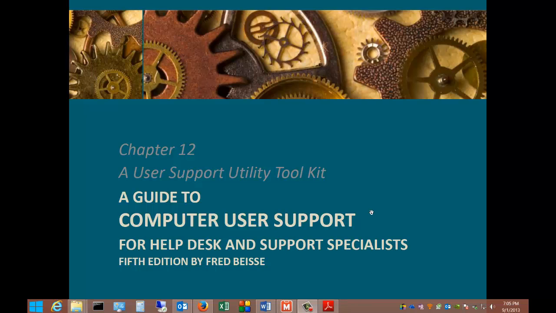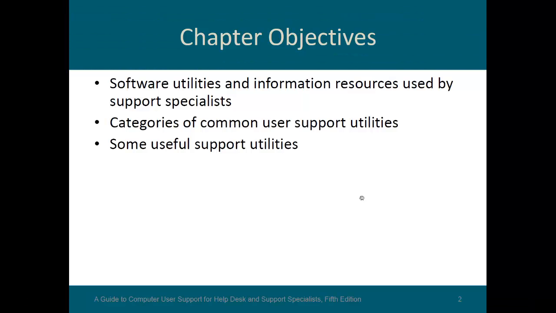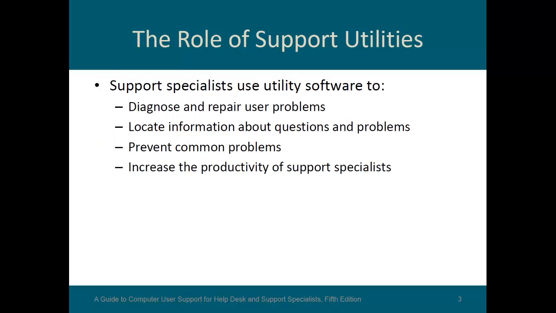Welcome to CS225. I'm your instructor, Robert McMillen, and we are now going to discuss our final module, Module 9, Chapter 12, a User Support Utility Toolkit. Our objectives will be to go over software utilities and information resources used by support specialists. We're also going to discuss categories of common user support utilities, and some useful support utilities will be discussed.